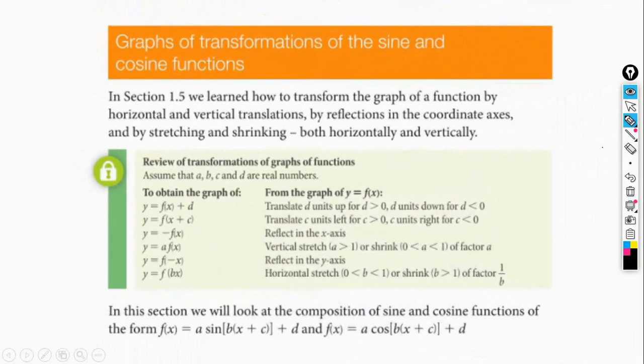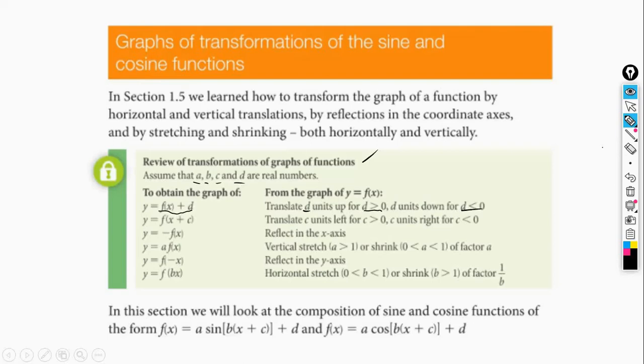Next, we're going to talk about the graphs of transformations of the sine and cosine functions. In section 1.5, we learned how to transform the graph of a function by horizontal and vertical translations, by reflections in the coordinate axes, and by stretching and shrinking, both horizontally and vertically. So this is a review of transformations of graphs of functions. We assume that a, b, c, and d are real numbers. To obtain the graph of y equals f of x plus d, we translate d units up when d is greater than 0 and d units down when d is negative.